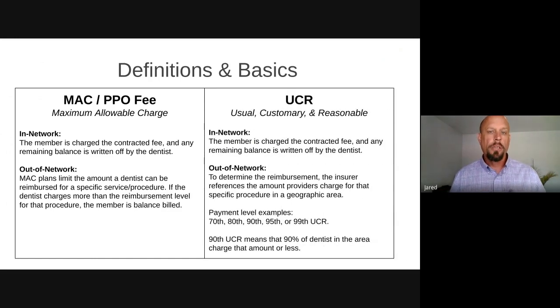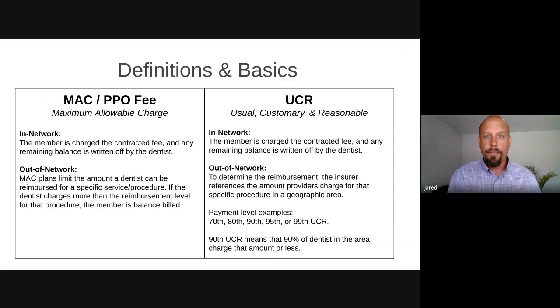UCR stands for usual, customary, and reasonable. Again, in network, the dentist is going to write off any extra above and beyond the allowed amount from the insurance company. But if they go to an out-of-network provider, to determine the reimbursement, the insurance company typically is going to use a third party like Fair Health, or some sort of method to determine what the average charge for each procedure is in a specific geographic area. And it's not just state to state, it's typically zip code to zip code. So they're going to base their out-of-network reimbursement payments on that amount.